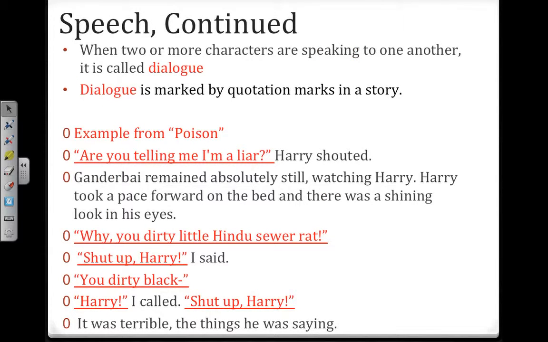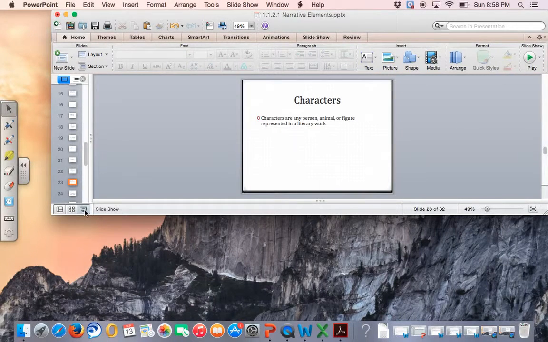When we have two or more characters speaking to one another, it's called dialogue. Dialogue is marked by quotation marks in a story. So I have an example here of the dialogue from a short story we'll be reading later on. And here we have the dialogue read and underlined. So that concludes our notes on narrative elements.